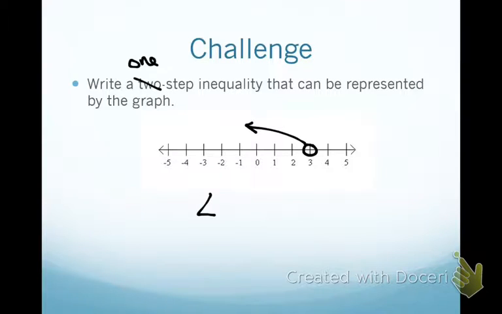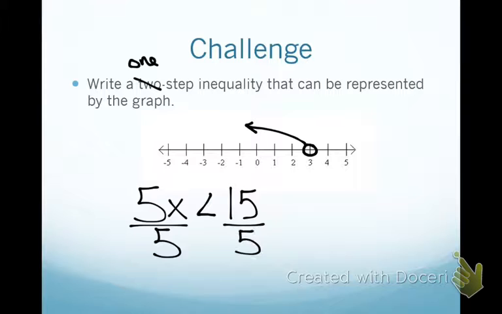Anybody have one? Noah? 5x is less than 15. I would divide both sides by 5, and x would be less than 3. All right, mine was 3x is less than 9. So mine was similar to his.